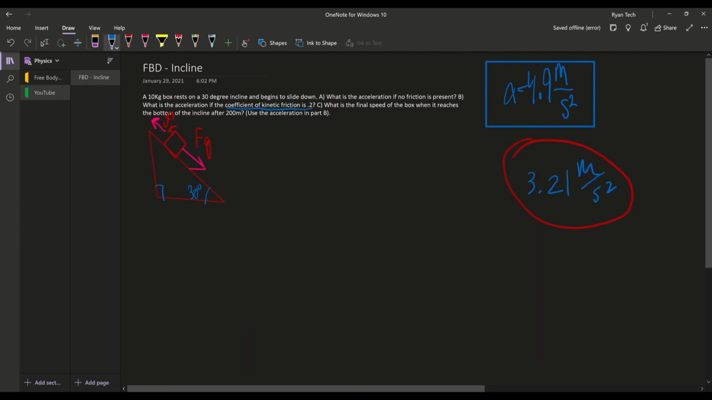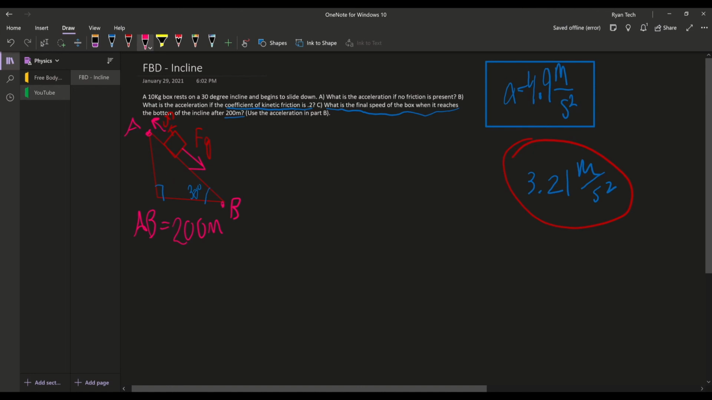Now, for part C, the last question. What is the final speed of the box when it reaches the bottom of the incline after 200 meters? Meaning the distance traveled from, let's say, point A to point B is 200 meters. So distance AB is equal to 200 meters. Use the acceleration in part B. Now this one requires a bit of kinematic knowledge. If you don't know anything about kinematics, I recommend you check the video on the top right that I made as a recommendation.